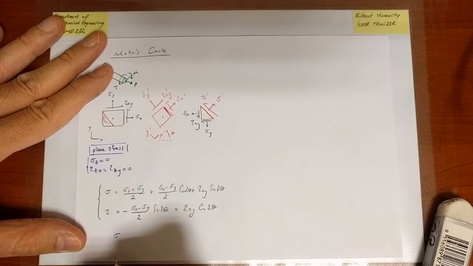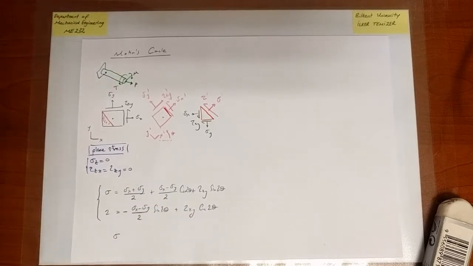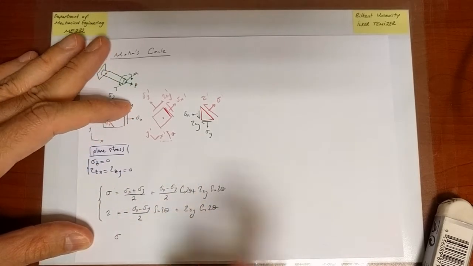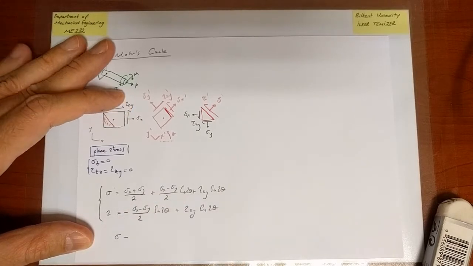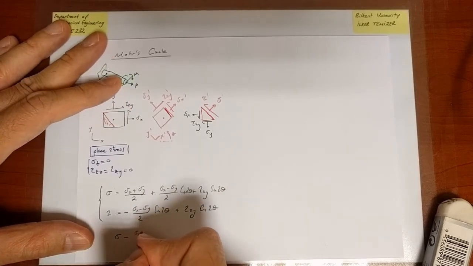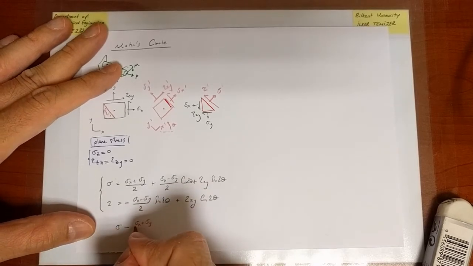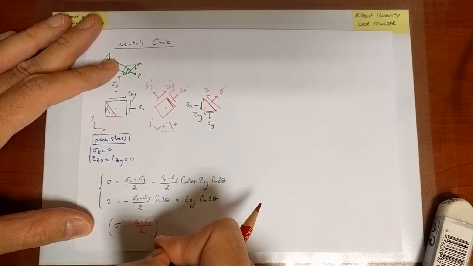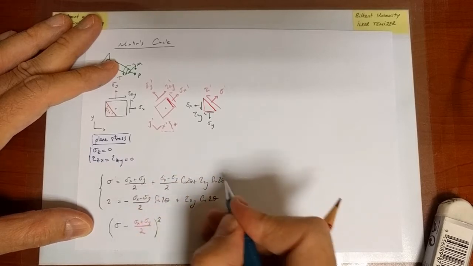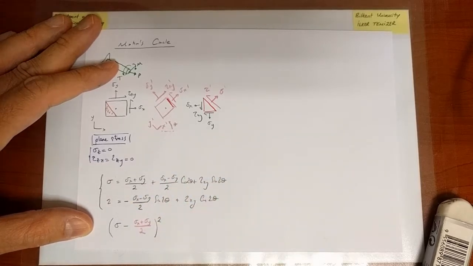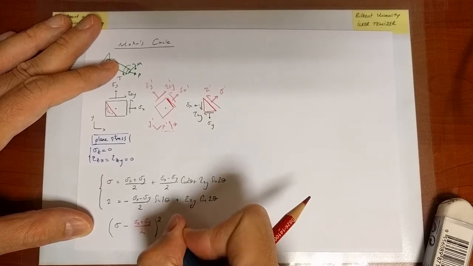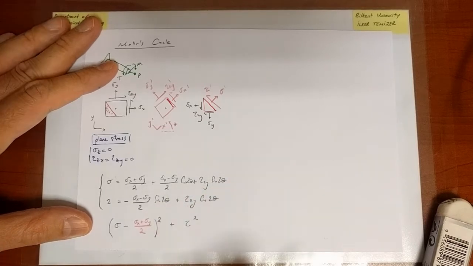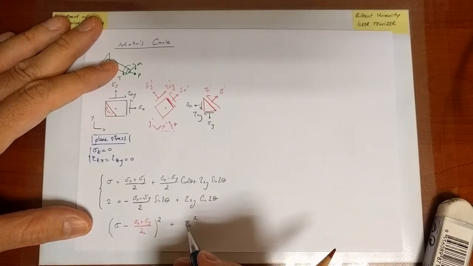So I will take sigma, and from sigma I will subtract this portion. So let's write minus sigma x plus sigma y divided by 2. Okay? So then I will square it. So that minus that is equal to this value, and I'm going to square it. And then onto that, I am going to add tau squared.